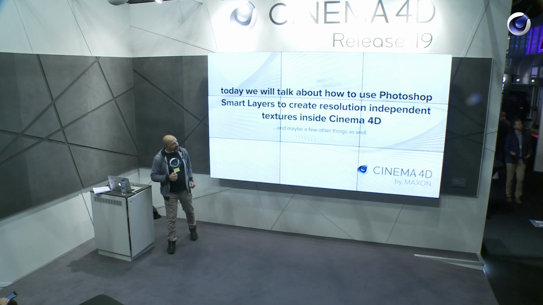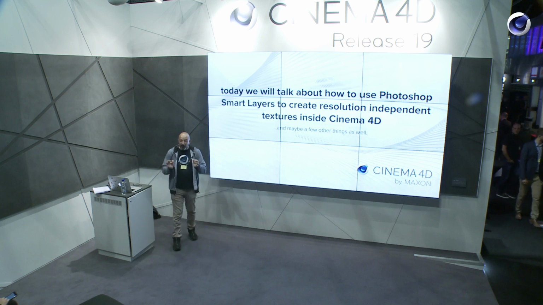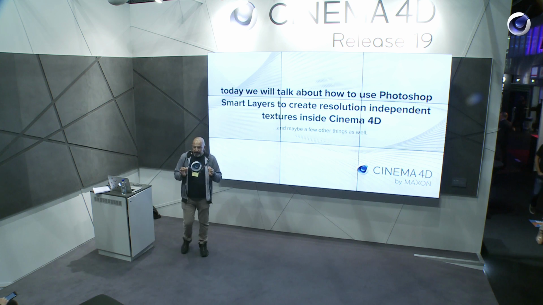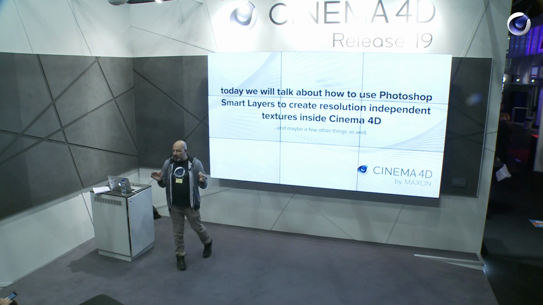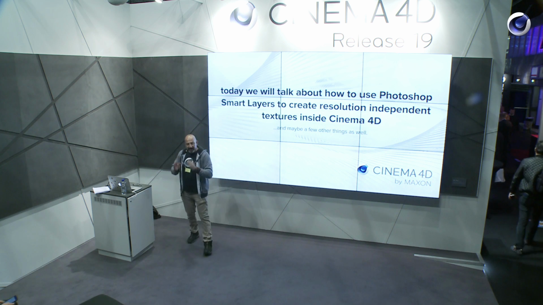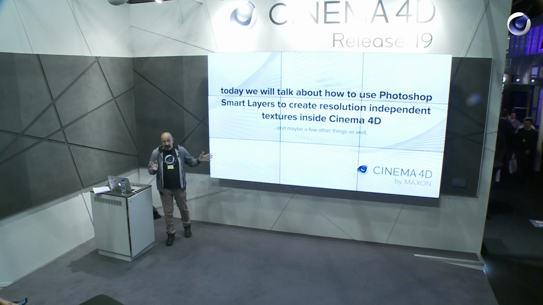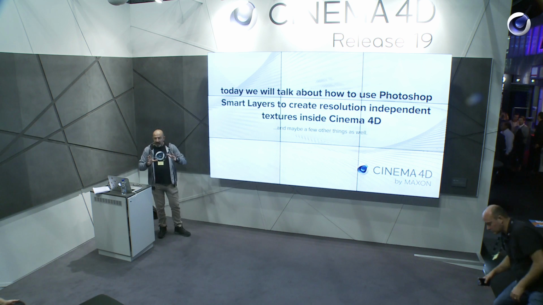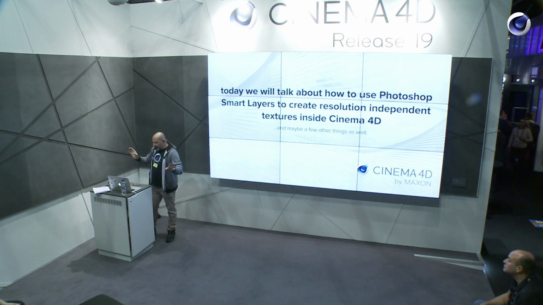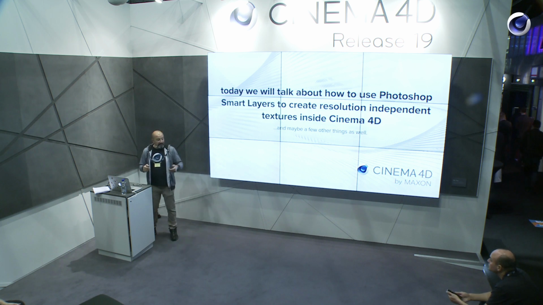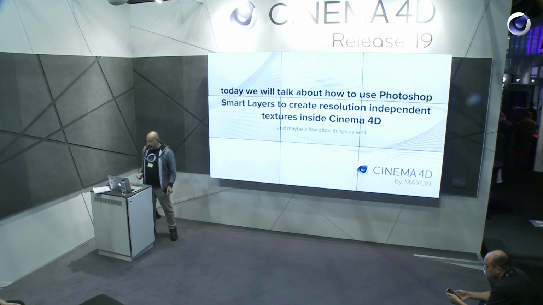So the method I'm going to introduce today allows you to work with a low-resolution proxy and then scale this up in Photoshop, and automatically it will stay linked to Cinema 4D, and you won't actually need to do anything else. You're going to use the same file, just change the resolution in Photoshop and reload it in Cinema 4D, and then you have an extremely high-resolution texture.